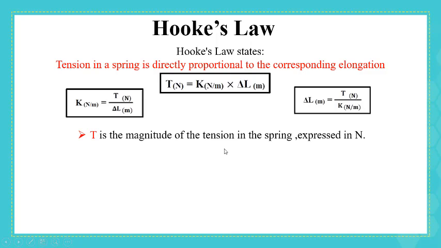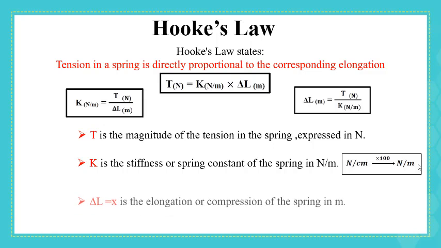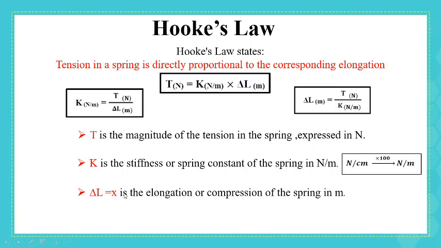T is the magnitude of the tension in the spring. Its SI unit is Newton. K is the stiffness or spring constant of the spring. Its SI unit is Newton per meter. From Newton per centimeter to Newton per meter, we have to multiply by 100. Delta L or x is the elongation or compression of the spring, where its SI unit is meter. From meter to centimeter, you have to multiply by 100.